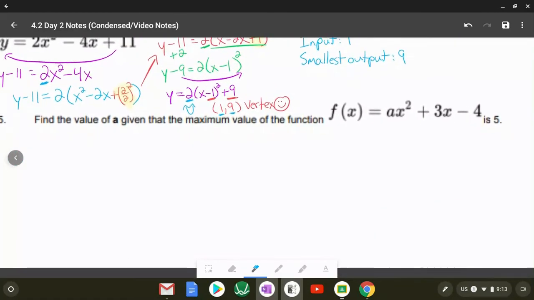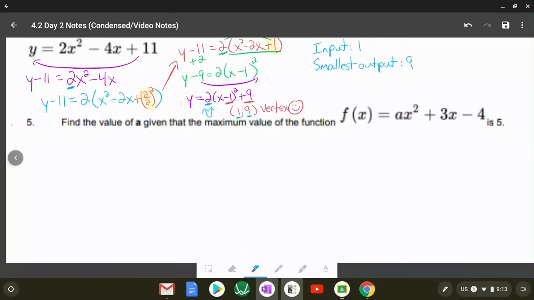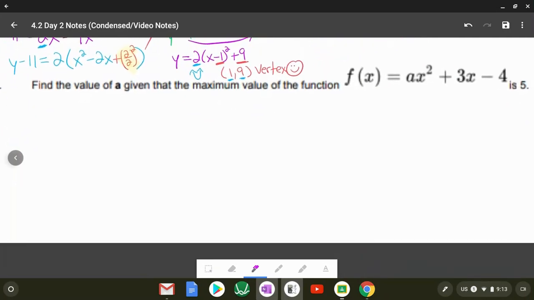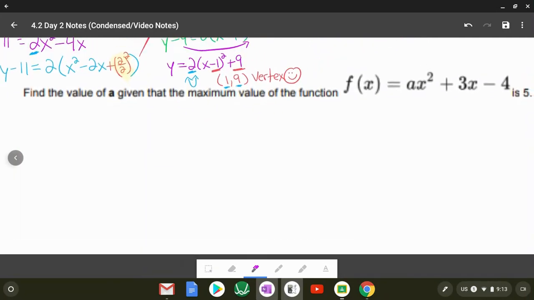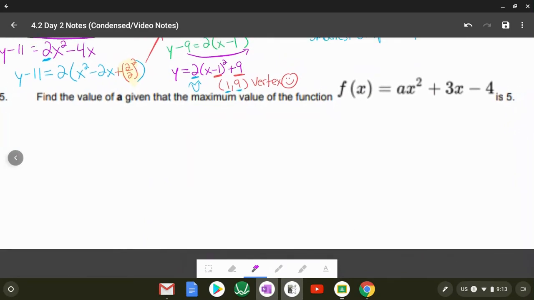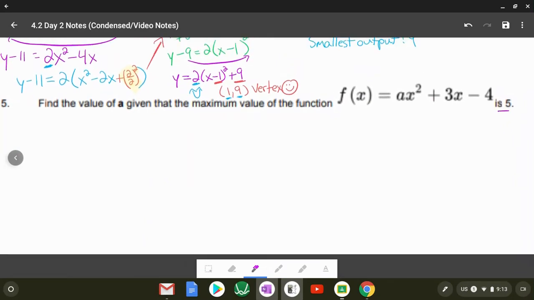The last one here, number 5, if you're feeling really confident, you can pause it and then watch the rest of the video as I work through it. Otherwise, I'm just going to go through this with you, and then you guys can go ahead and try that homework. It says find the value of A given that the maximum value of that function is 5.